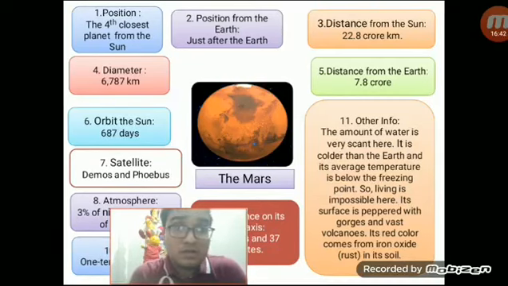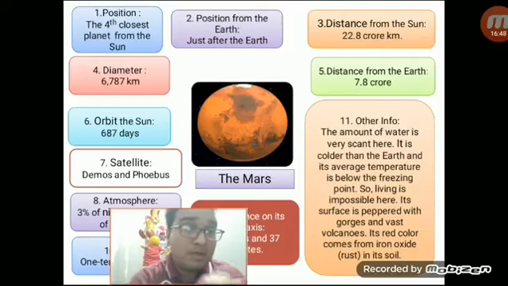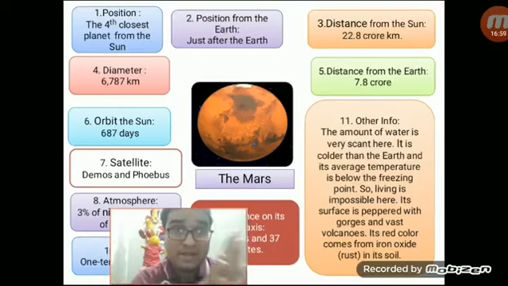So living is impossible here. Its surface is peppered with gorges and vast volcanoes. Its red color comes from the iron oxide in its soil. So that's all about the planet Mars. When you write your answer regarding the planet Mars, you will follow this information. Definitely you will get good marks in your examination.